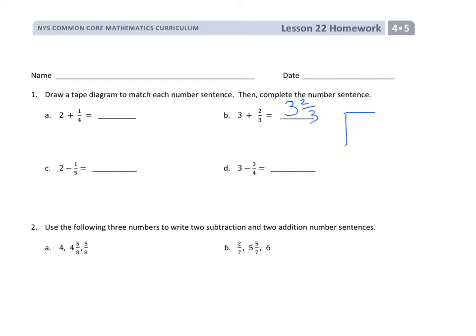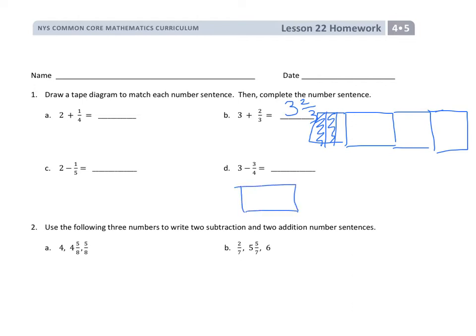They're simply going to draw 3 wholes, and then the student can show 2/3 by cutting 1 into 3 and then shading in 2. That's definitely a fine way to do it. For C and D though, they're going to want to draw the original number, so in this case 3, and then they're going to want to subtract 3/4.